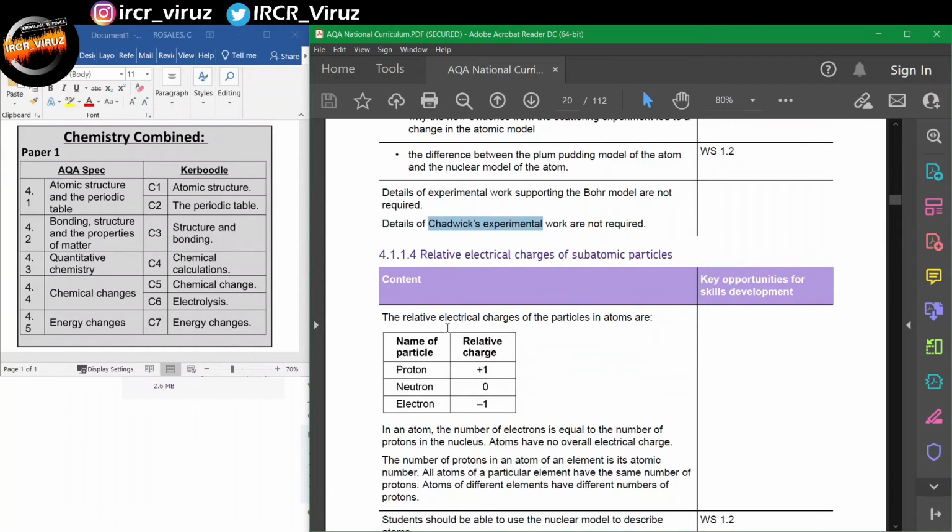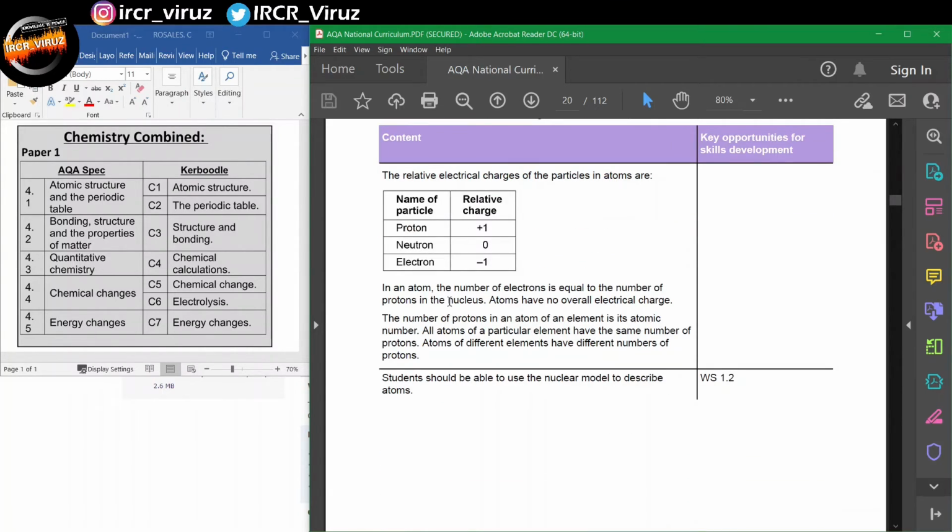Now, when we're looking at relative charges and subatomic particles, very often you will get a table that will ask you about the charges and the masses. In this case, you've got to remember that the protons are positive. They are in the nucleus and have a charge of +1, electrons -1. Okay, and the electrons are the tiny ones, they're the ones that move, and the neutrons have no charge. These two here, the protons and the neutrons, you will find them in the nucleus of the atom, and the electrons will be in the shells.